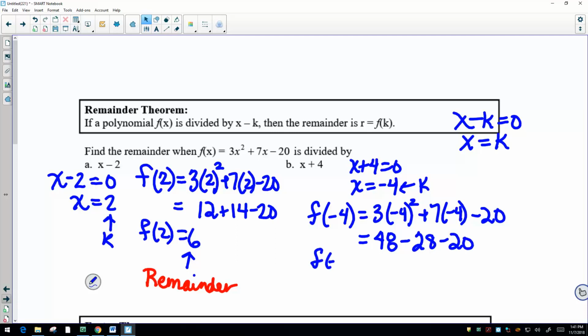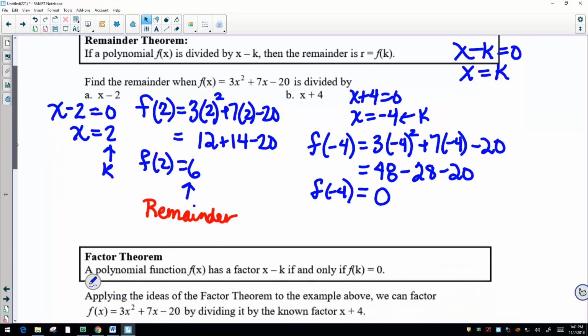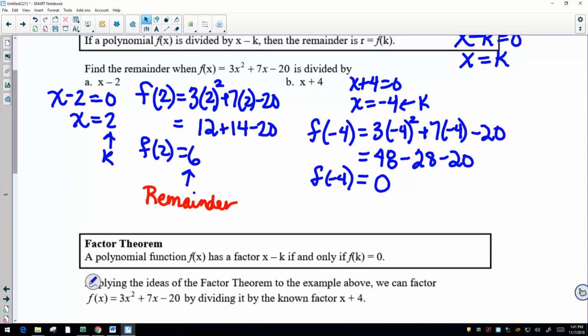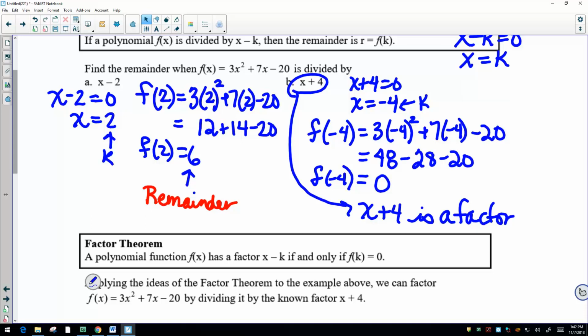So this time I'm looking at your function saying, okay, the function evaluated at negative 4 gives us 0. So that's kind of interesting. So I have to think, well, if it's 0, I have no remainder. That means x plus 4 has divided in evenly into the function. So this is actually saying, by having a remainder of 0, x plus 4 is a factor of f of x, meaning it divides in evenly.